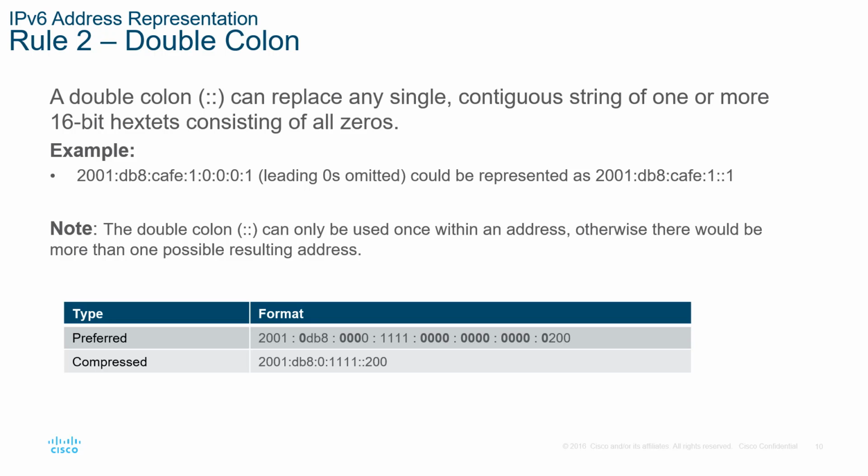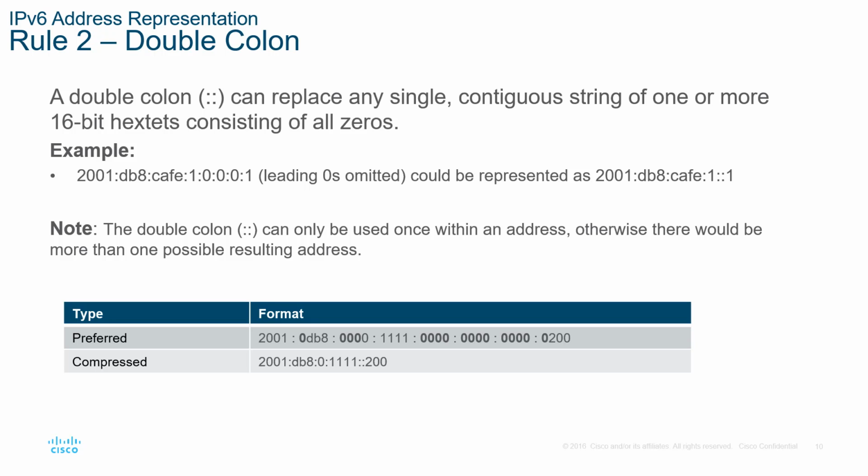With that long string of zeros, we can actually remove them and replace them with double colons. So a double colon is a way to denote all zeros in those areas. We know that there are 8 hextets. So when we see a double colon, that means all of the remaining hextets between those double colons are zeros.